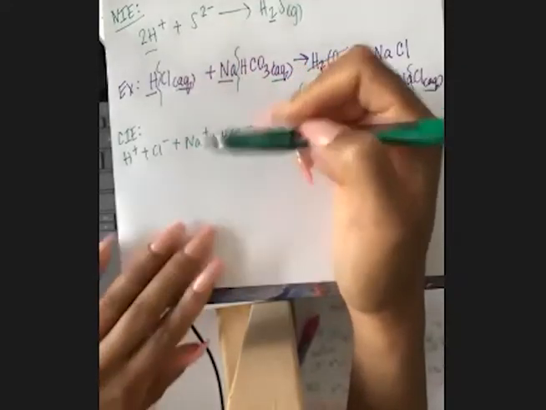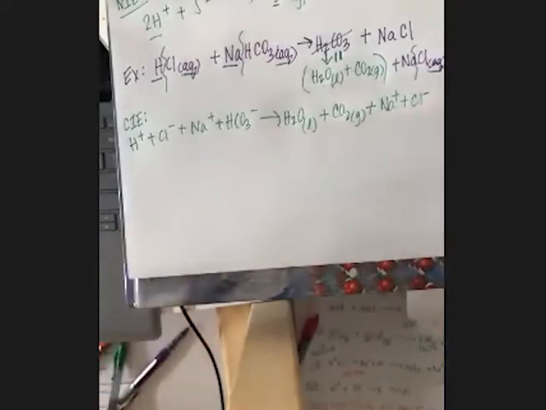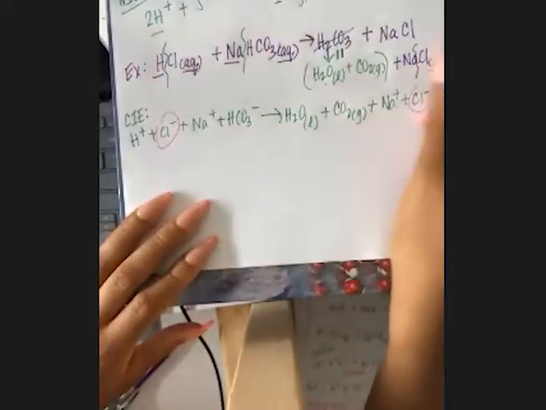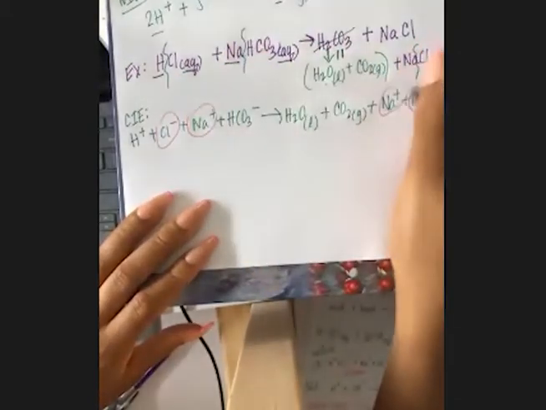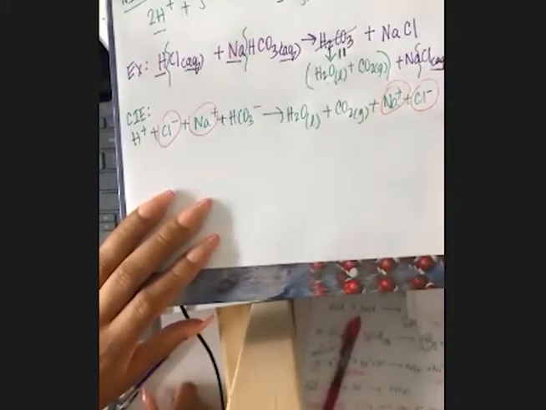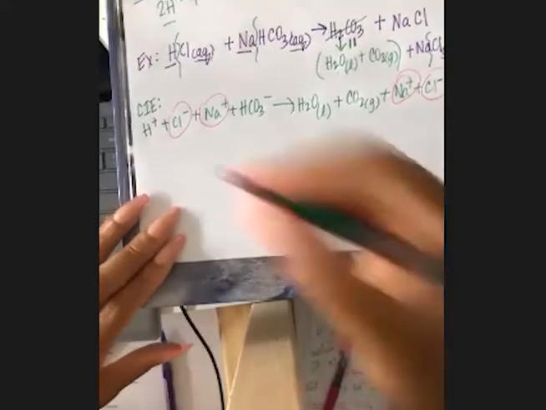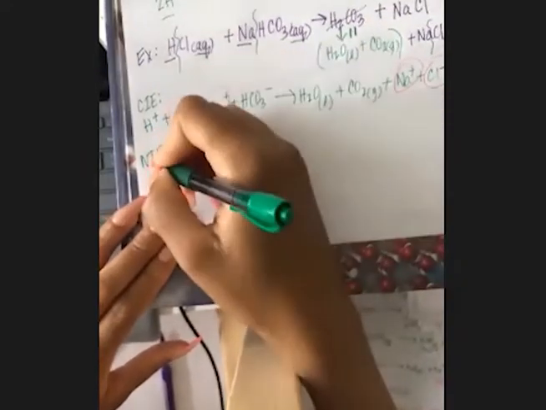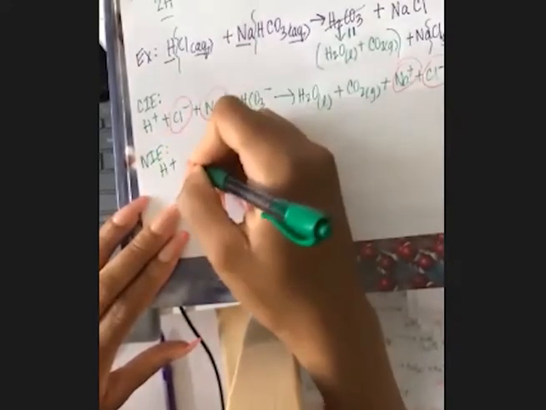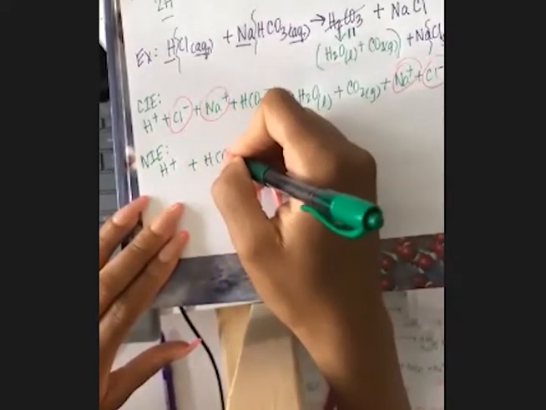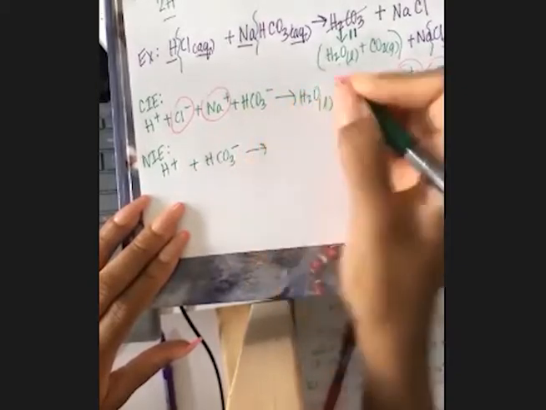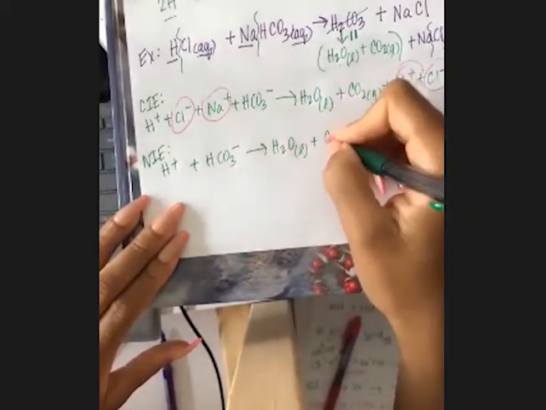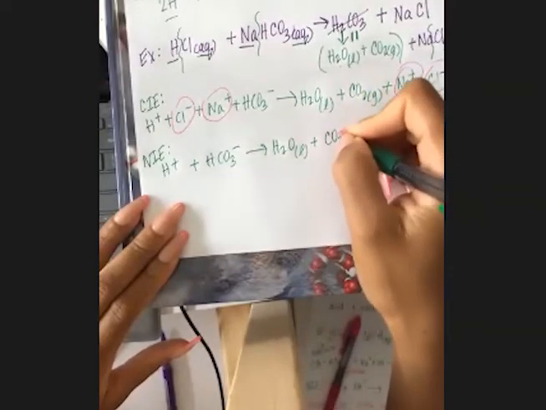So in this case, our spectator ions are chlorines on both sides and sodiums on both sides. And the only reaction that's occurring, our net ionic equation, is hydrogen ions coming together with bicarbonate ions to form liquid water and carbon dioxide gas.